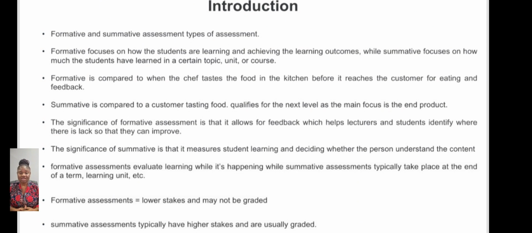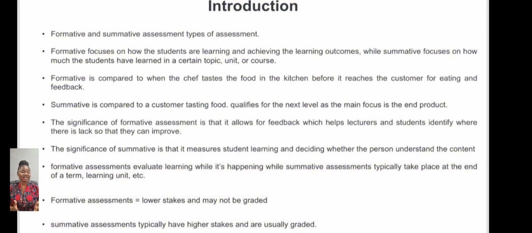So likewise, in formative assessment, students are given a chance to test the knowledge, not as final assessments, but for improvement purposes, while in summative, students submit their assessment for grading to determine whether a student passed, failed, or qualifies for the next level, as the main focus is the end product.